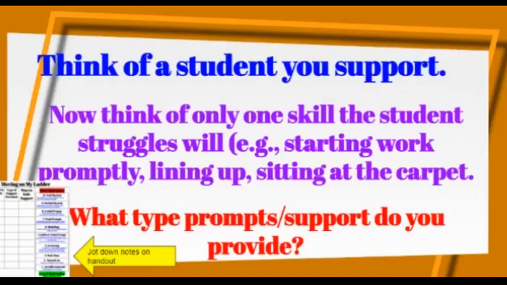Now that you've reflected on the interactions between Owen and the paraeducator, I want you to think of the students that you work with. Think of only one skill that the student is struggling with. Where do you start on that prompting ladder? What type of prompts and supports do you provide? Do you enter it at the lowest level? And if not, think about how you can change your practice so that you are truly providing the least intrusive supports and moving up that prompting ladder.